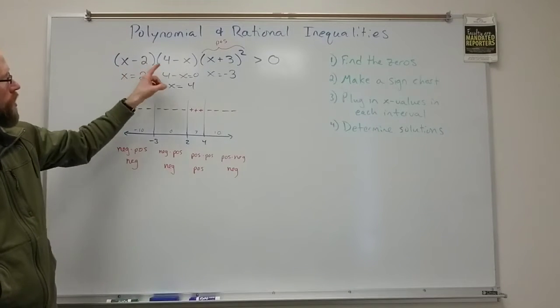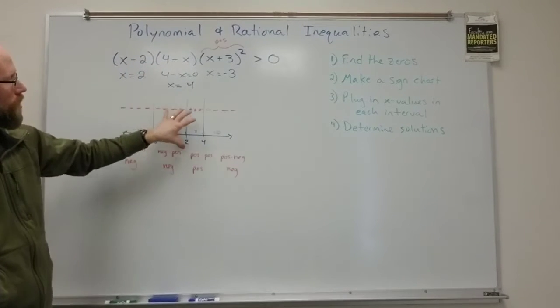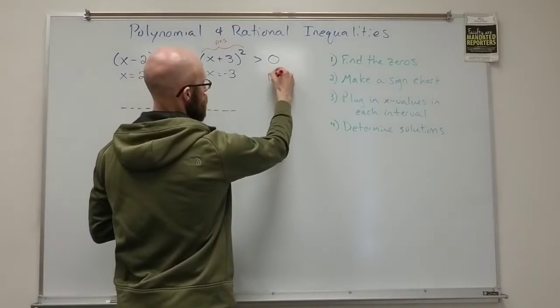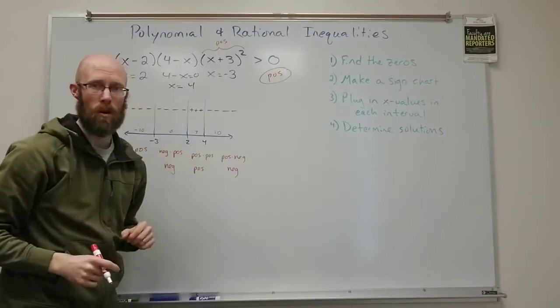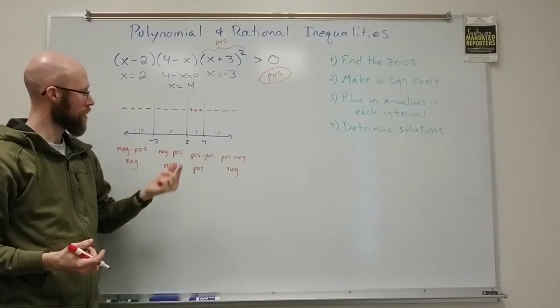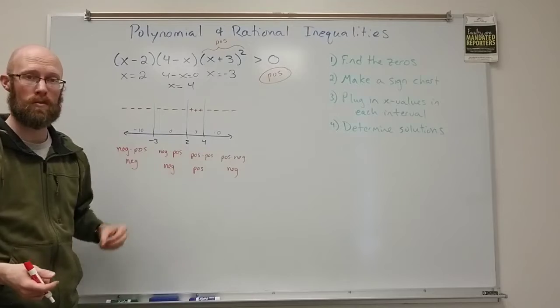Now, I want an interval that makes the polynomial greater than 0, or in other words, positive. That's what we're looking for. And so that gives me only one interval this time, right here between 2 and 4.